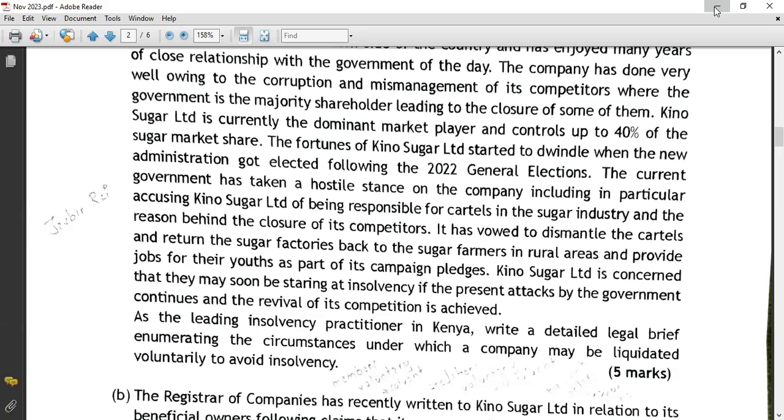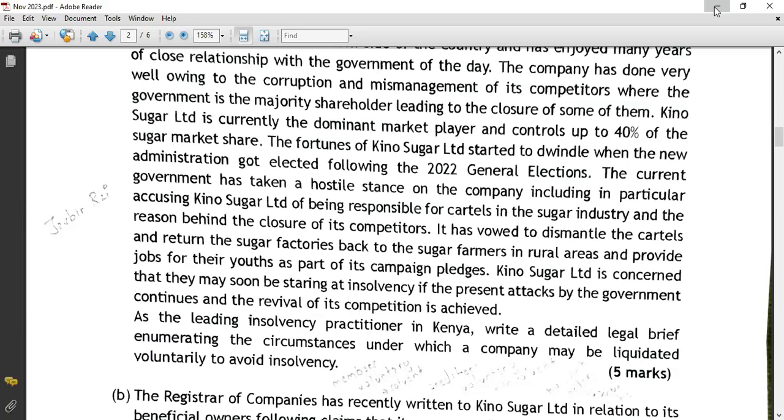November 2023. We are going to look at the first 3 questions, and then we are going to look at the other 3 questions on Wednesday. So, commercial transaction is one of the most difficult subjects in Kenya School of Law, and one needs to read widely to be able to understand this topic.